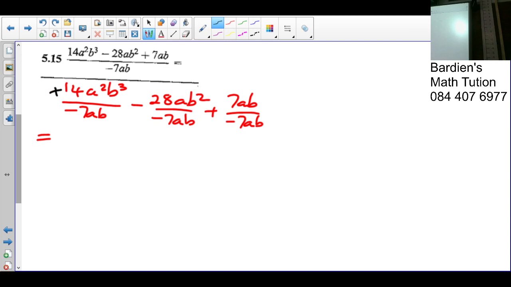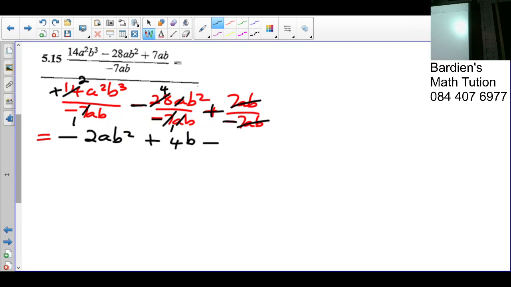So positive divided by negative. 7 goes into 7 once, 7 goes into 14 twice. Where are the more a's? Top. So a squared over a is going to be a. Where are the more b's? Top. So it's going to be b squared. Negative divided by negative? 7 goes into 28 four times. The a's are the same. b. More b's on top. Negative divided by positive? Negative. And they cancel out completely. You do not write 0, yes? Right, you guys understand? Any confusion?